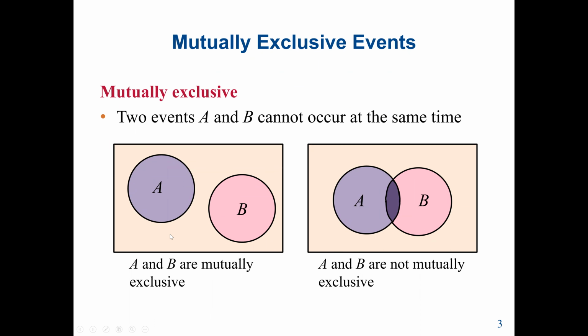So in the Venn diagram here, we have events A and B. They are mutually exclusive because they cannot occur at the same time. But in our second Venn diagram on the right, we can see that there's an intersection between A and B, which means A and B can occur at the same time. So in this case, A and B are not mutually exclusive. Again, two events are mutually exclusive if they cannot occur at the same time.